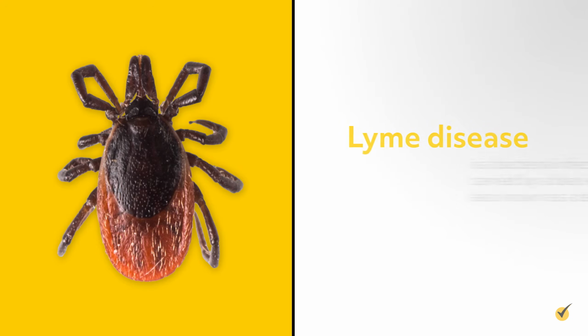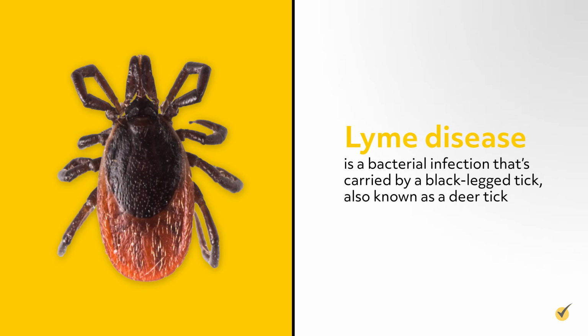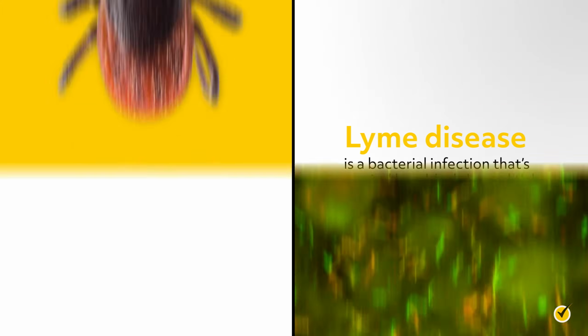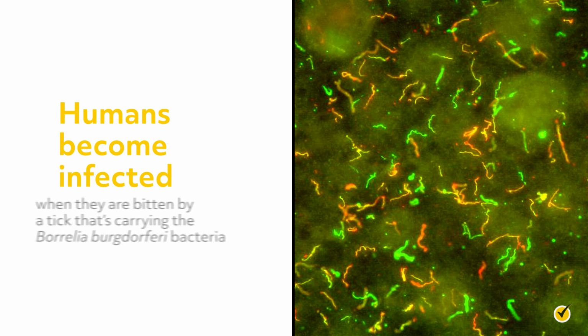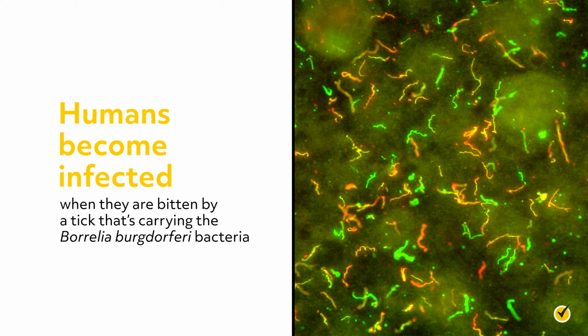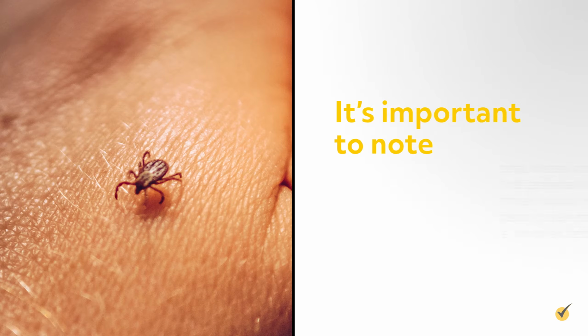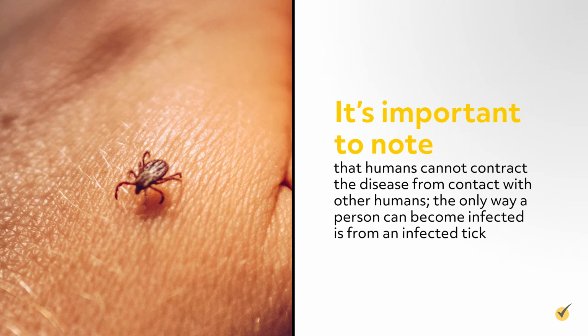So, what is Lyme disease? Lyme disease is a bacterial infection that's carried by a black-legged tick, also known as a deer tick. Humans become infected when they are bitten by a tick that's carrying the Borrelia burgdorferi bacteria. It's important to note that humans cannot contract the disease from contact with other humans. The only way a person can become infected is from an infected tick.